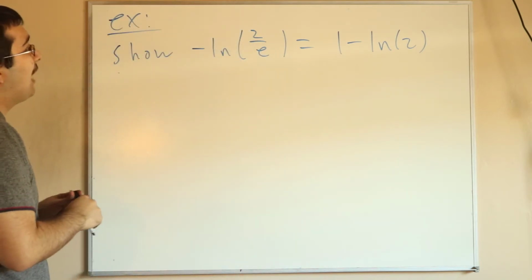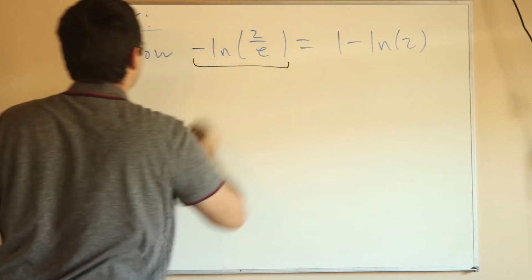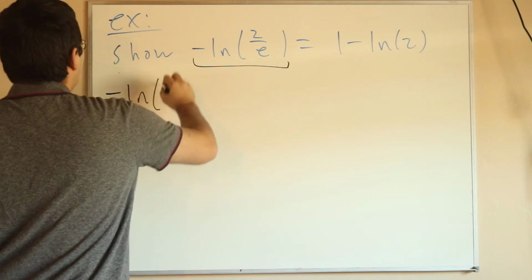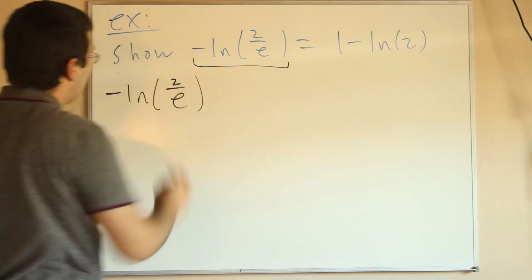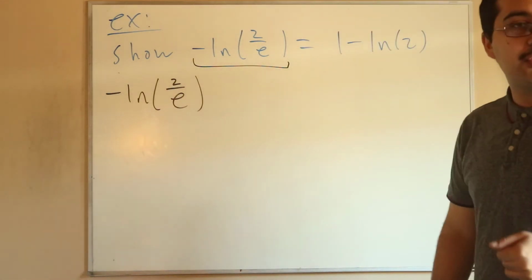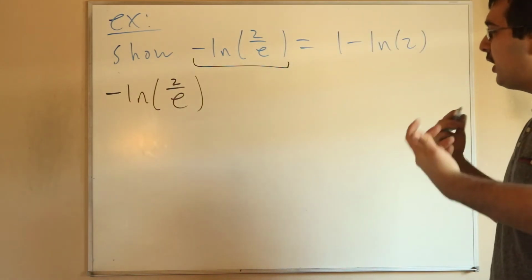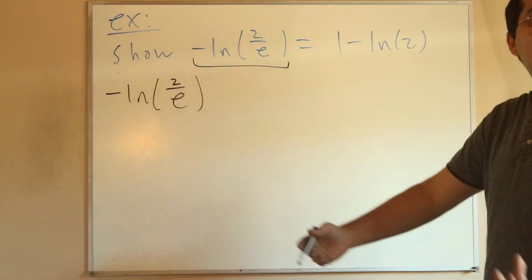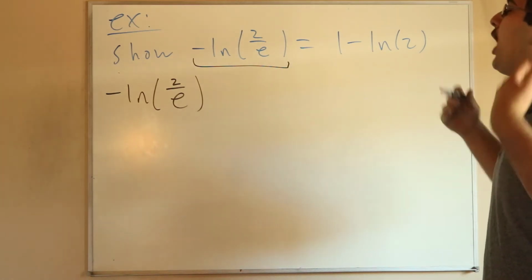Right, so as I said, I'm going to take this side of the equality. If I start with minus ln of 2 divided by e, I want to convert this into 1 minus ln of 2. Alright? So now it's kind of open-ended. Yet again, the ball's in our court. How do we start this off?